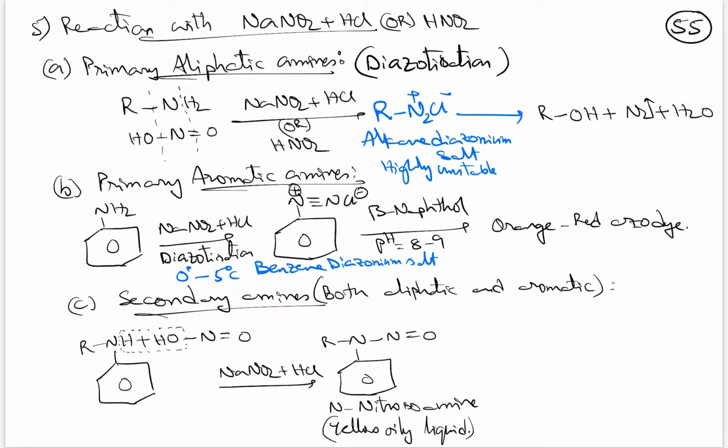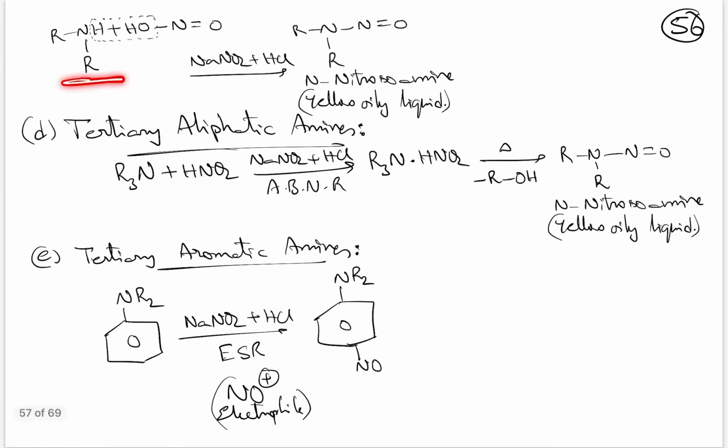Then secondary amines, both aliphatic and aromatic secondary amines, will react with nitrous acid. In this manner, a water molecule will be eliminated, and you will be getting N-nitrosoamines, and N-nitrosoamines are yellow oily liquids. So aliphatic secondary amine also will form a yellow oily liquid, and coming to tertiary aliphatic amines, in presence of HNO2, it will undergo an acid-base neutralization reaction and form an addition compound, and from this addition compound alcohol will be eliminated, so that it also finally gives N-nitrosoamine, a yellow oily liquid.